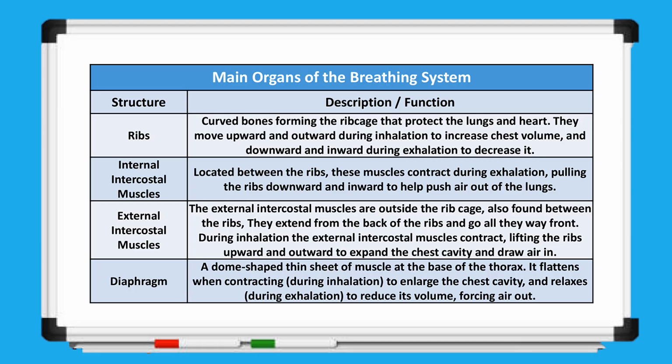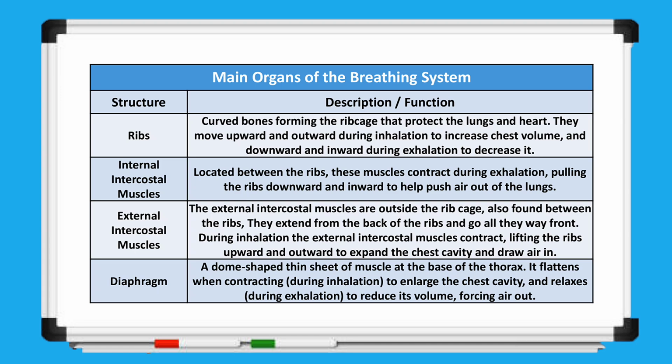Finally, let's talk about the diaphragm. The diaphragm is a thin, dome-shaped sheet of muscle located at the base of the thoracic cavity. It plays a vital role in breathing by changing the volume of the chest cavity. When the diaphragm contracts, it flattens and moves downward, which increases the space in the chest and allows air to flow into the lungs. This is inhalation. When it relaxes, it returns to its dome-shaped position, decreasing the chest volume and forcing air out of the lungs.